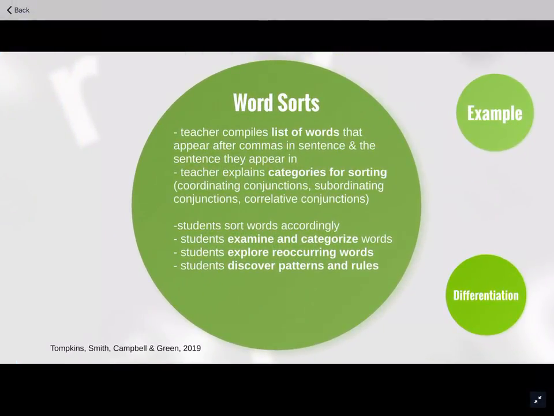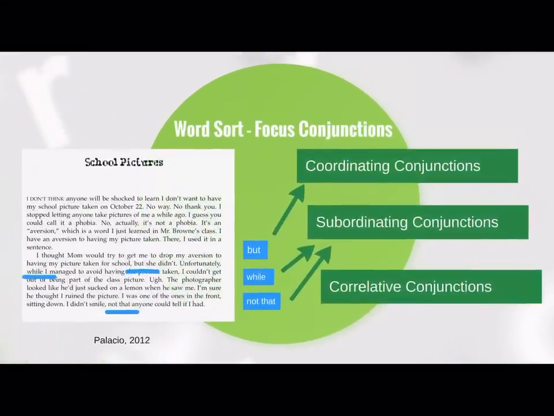For this, the teacher needs to compile a list of words that appear in the current chapter of the book. The teacher needs to then explain the different categories for sorting, i.e., what a coordinating conjunction is, what a subordinating conjunction is, and what a correlative conjunction is. The students go on to examining the words and categorizing them. They can explore what words are reoccurring and what patterns can be discovered. An example from the book is shown here.